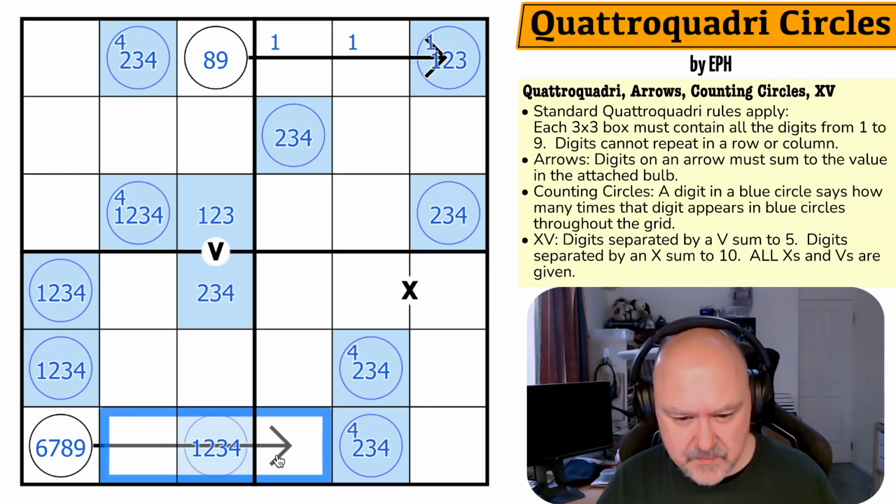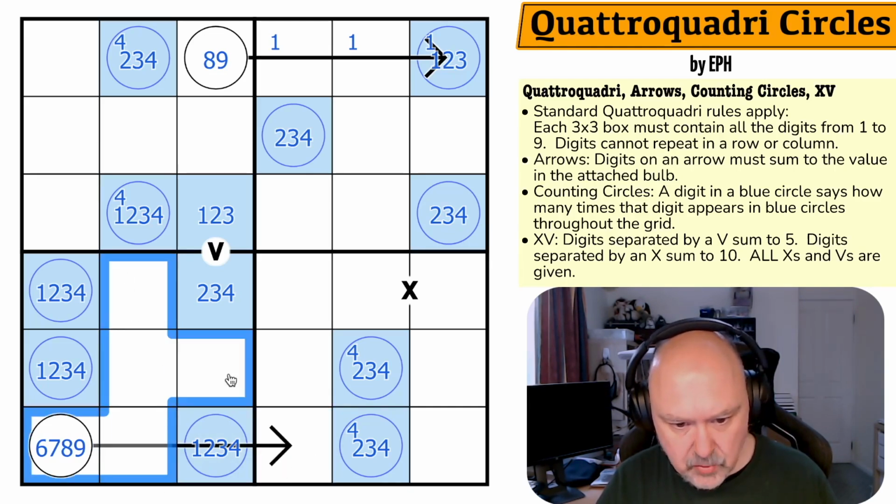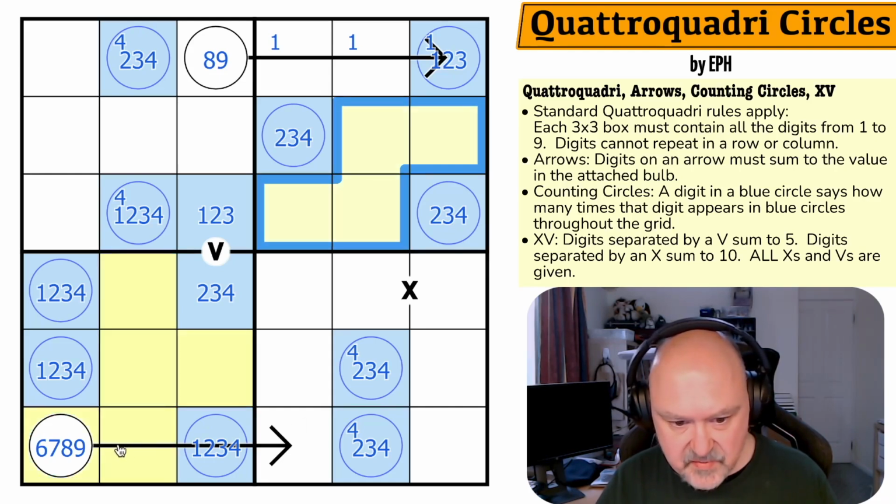This arrow is the same, isn't it? There must be a low digit on... That's a low digit. There must be another low digit on this arrow, because otherwise it sums to too much. So, and I can't put a low digit here. I've got all the low digits. These are all high digits. And these are all high digits. So this is a high digit.